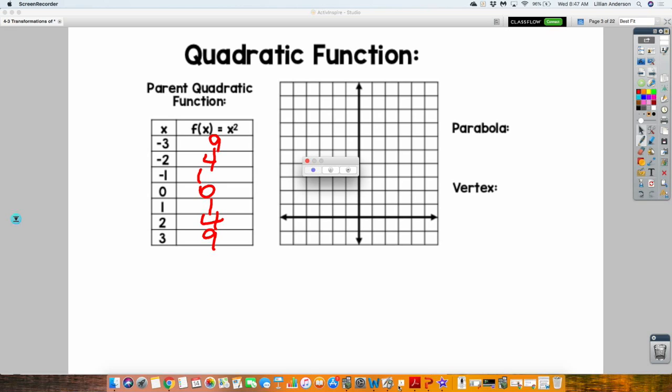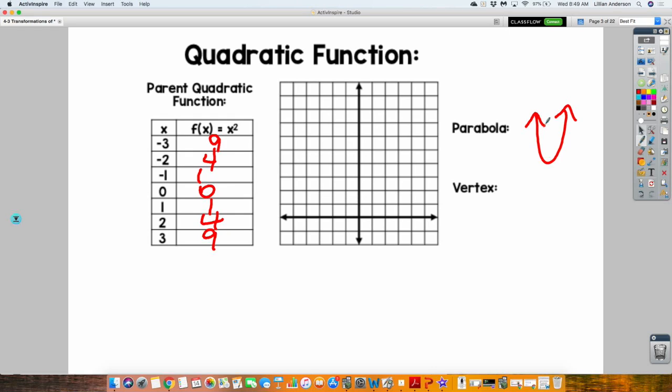So, what shape is our quadratic function? It is a parabola. Parabolas look like what? Looks like a U, okay? We have (0, 0), (1, 1), (2, 4), (3, 9), and of course, those reflect over. And what is the vertex? (0, 0). It is (0, 0) for this particular function.